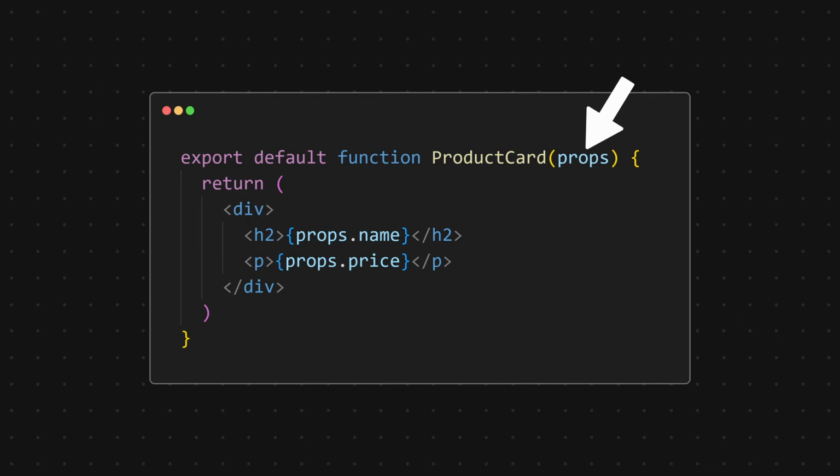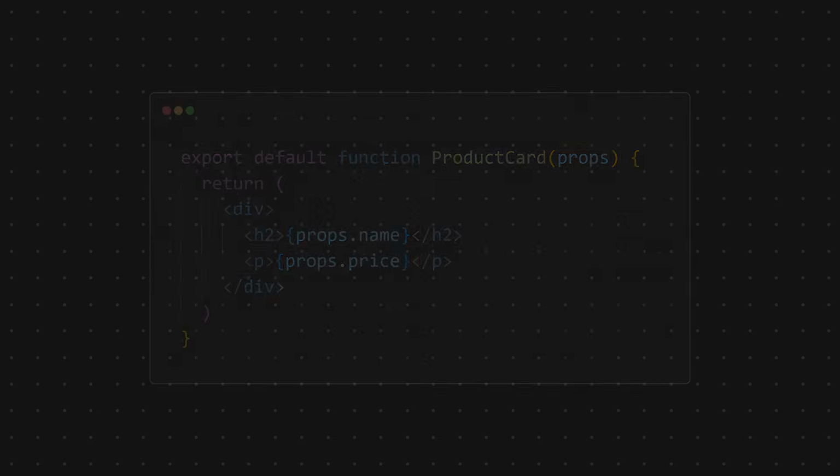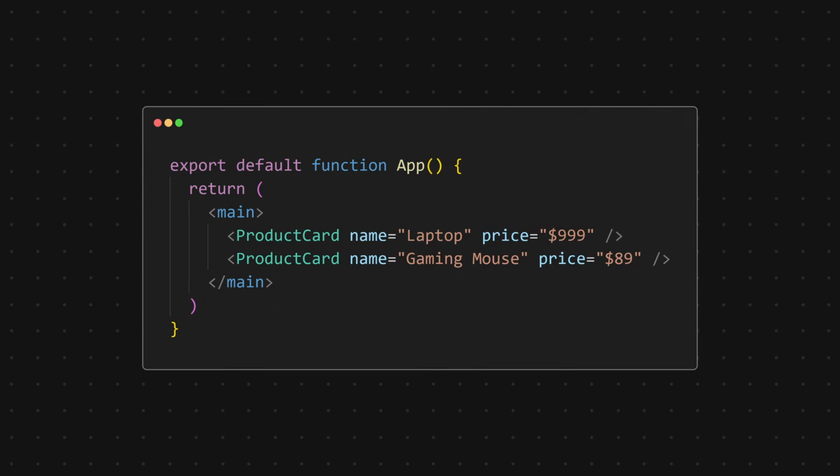You can also pass values into components. These are called props, which is short for properties. Then you can use these props to make your components more dynamic and reusable. So instead of hard-coding the same content again and again, you pass different values into the same component.